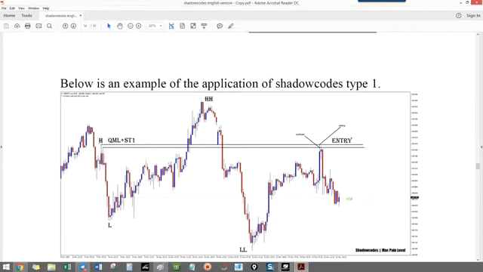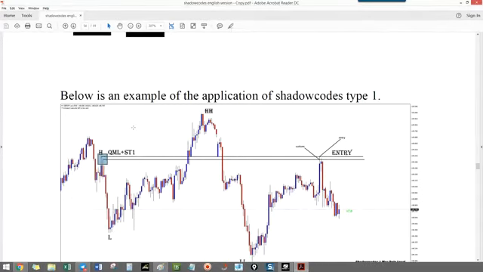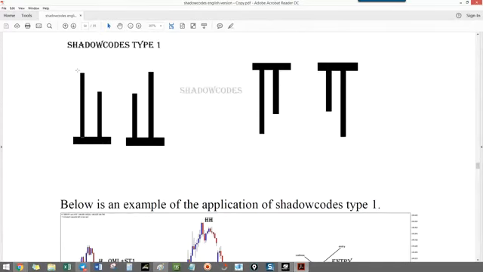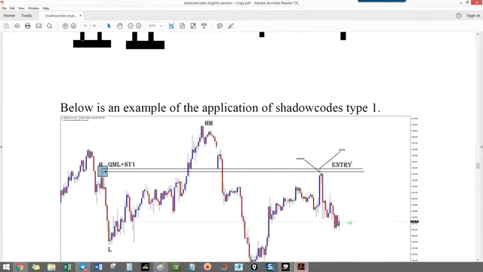So this has different height. See, it's the same as the one on the left. So we will mark this level as our entry point. So for shadow codes, it is entry for 1 pips float.